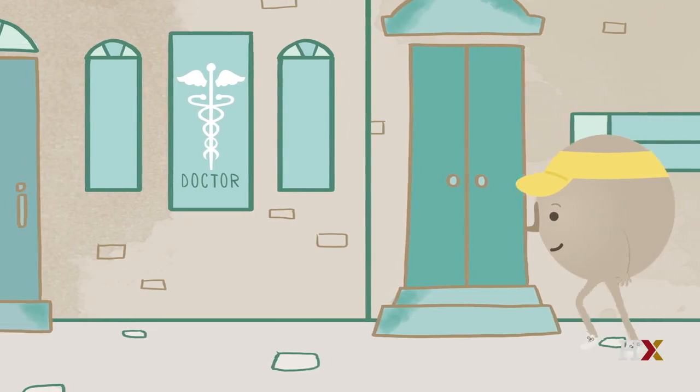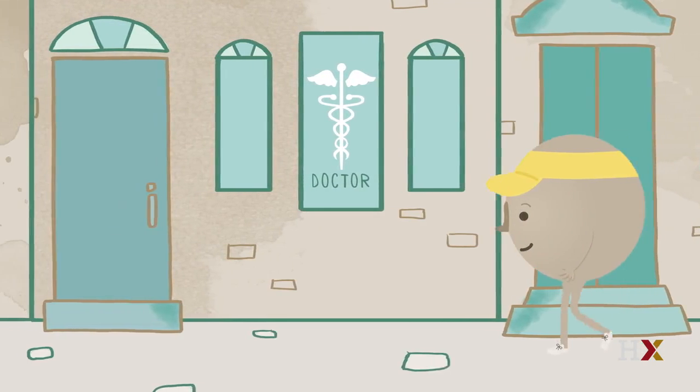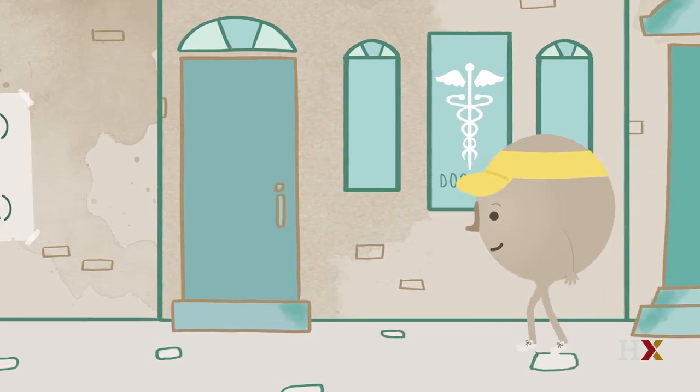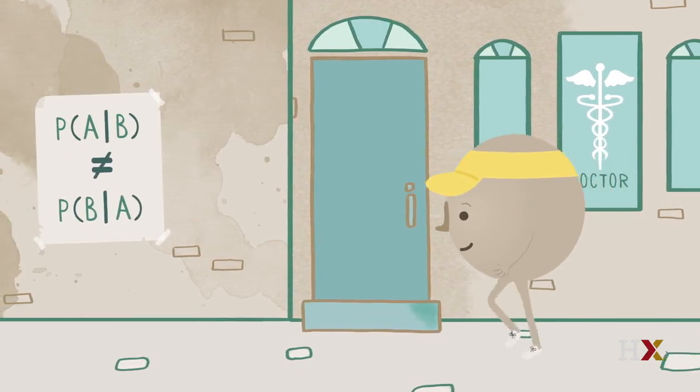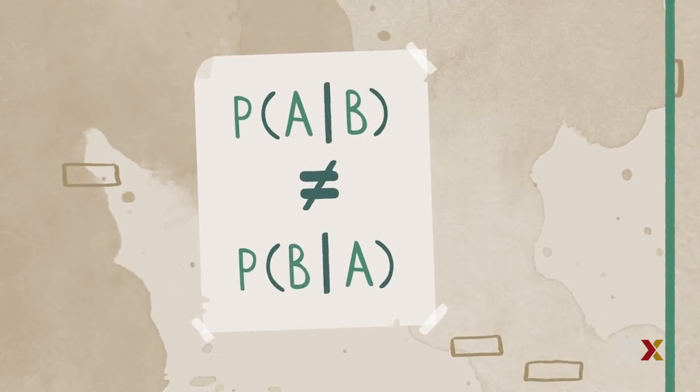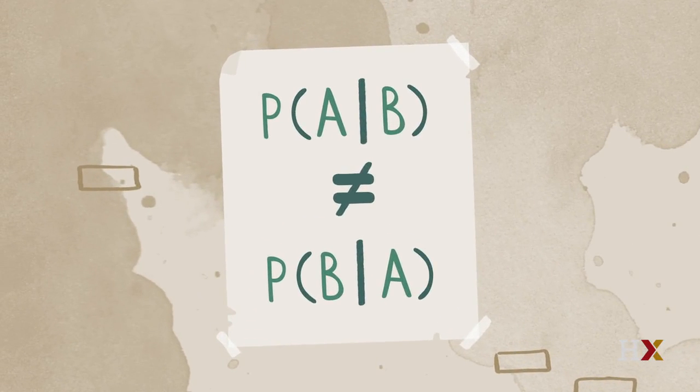In general, we need to take into account the rarity of a disease, not just the accuracy of a test. And we need to distinguish between the probability of having a disease given that you test positive and the probability that you test positive given that you have the disease.